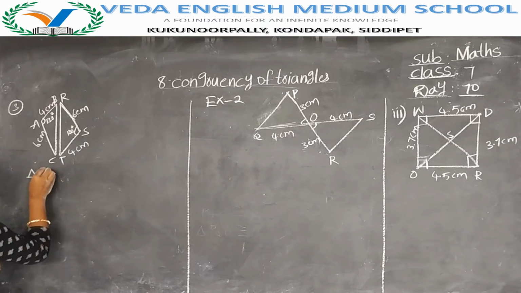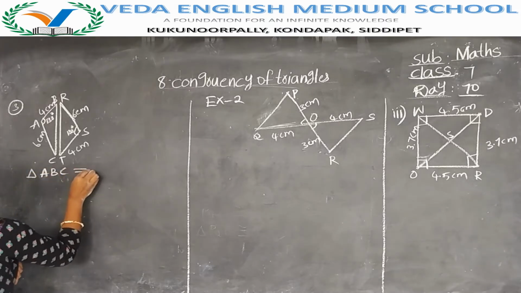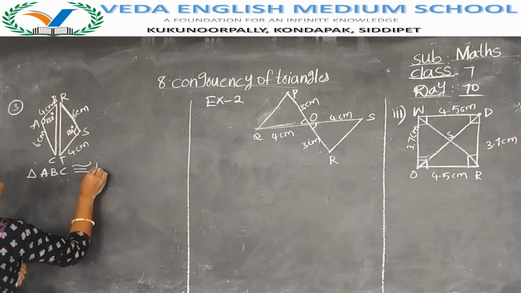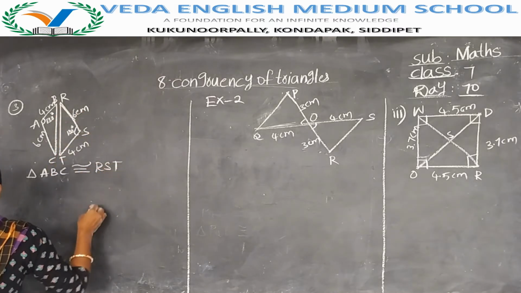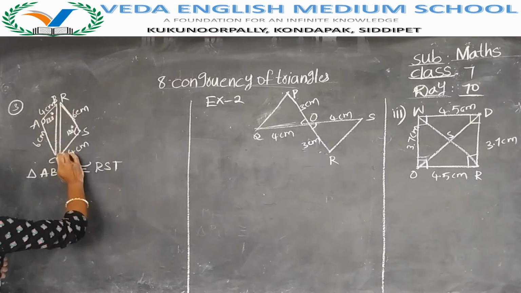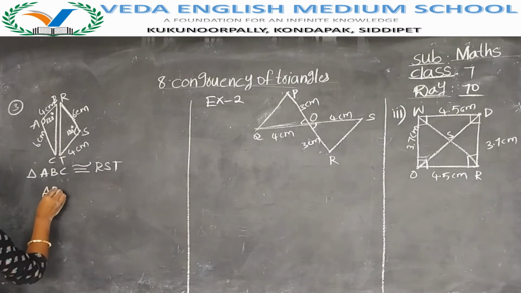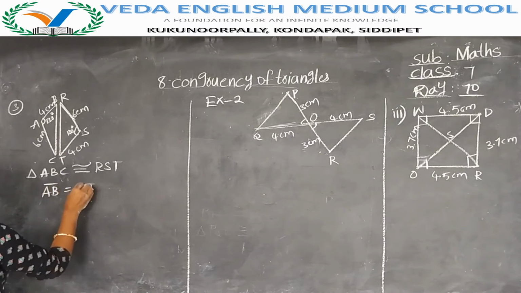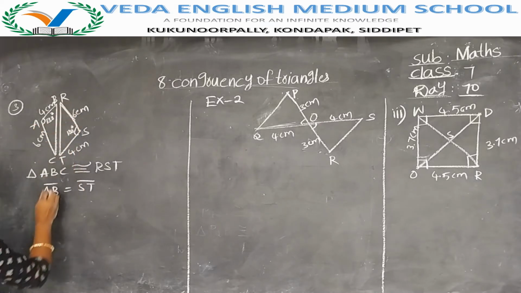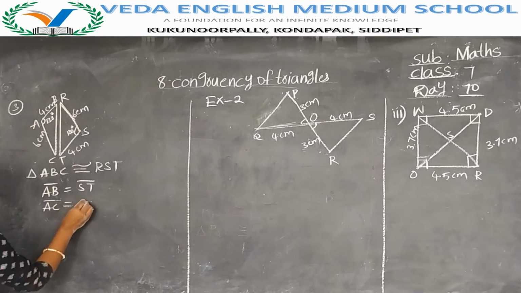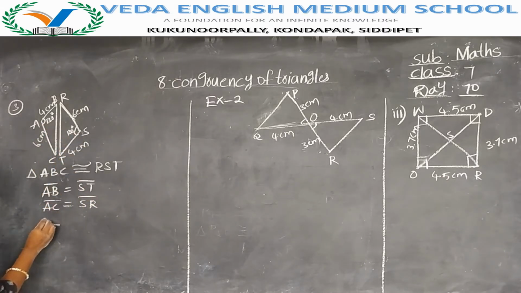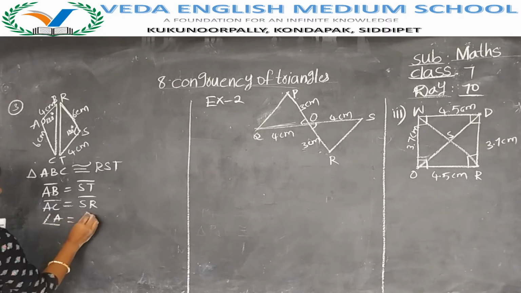Triangle ABC is identical to triangle RST. Then how to write that? AB is equal to ST. Line segment AB is equal to line segment ST because both are 4 centimeters. AC is equal to SR. Then angle A is equal to angle S.